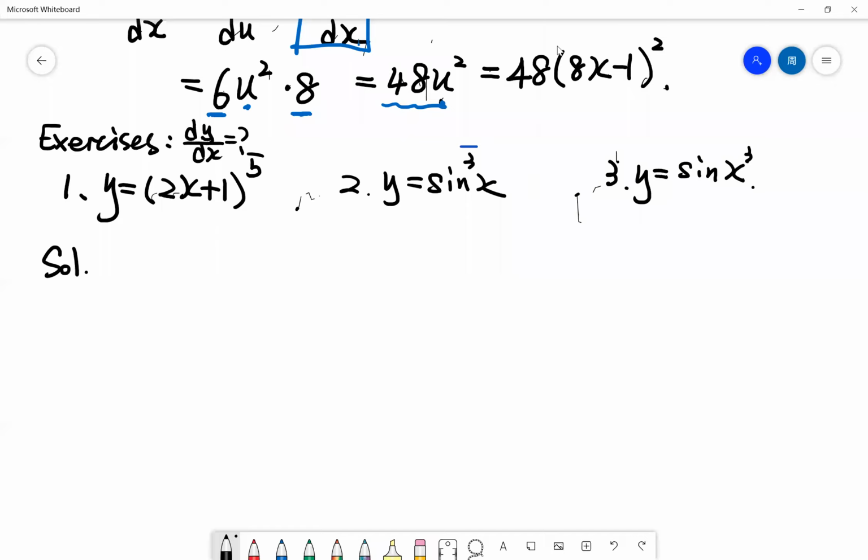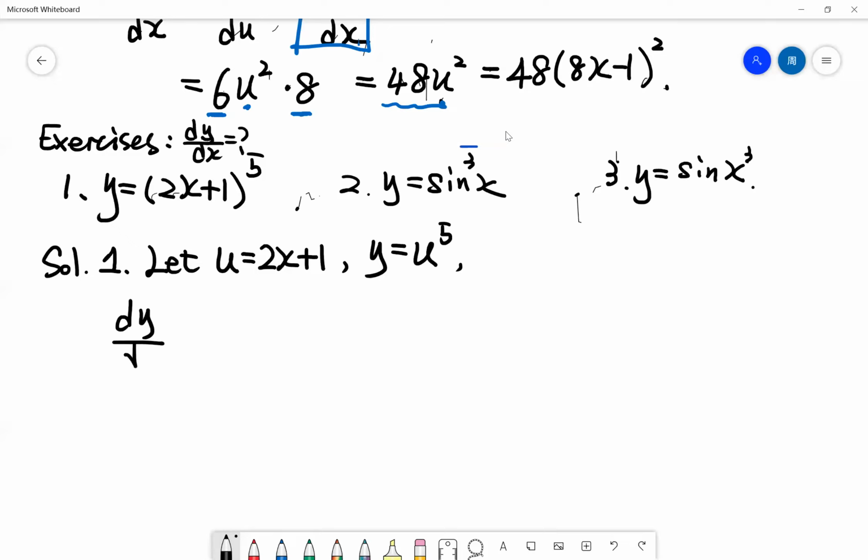Okay, let's solve the first one and take a break. After the break, we will solve the last two. The first one is very similar to the example. We can let u equal 2x plus 1, and then we have y equals u to the power 5. So dy by dx equals dy by du times du by dx.